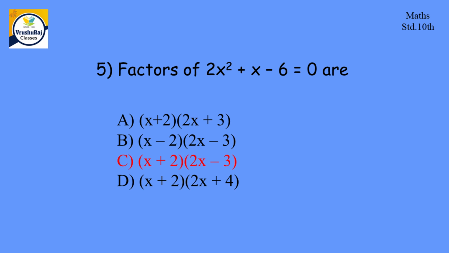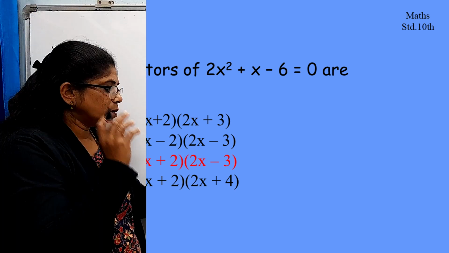In option A, last terms are plus 2, plus 3. So, if we multiply that, we get plus 6. In second option, it's minus 2, minus 3. When we multiply that, again we get plus 6. In third option, it's plus 2 and minus 3. Yes, we get minus 6. And in option D, it's 2 and 4. We get 8 there. It's impossible.